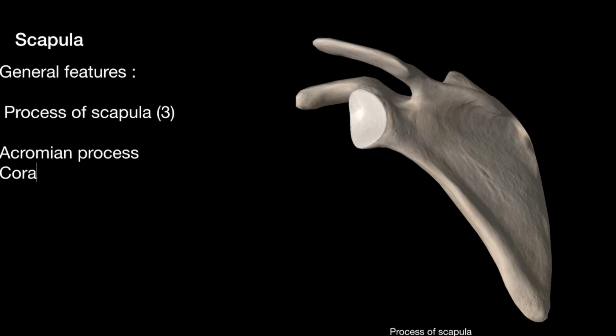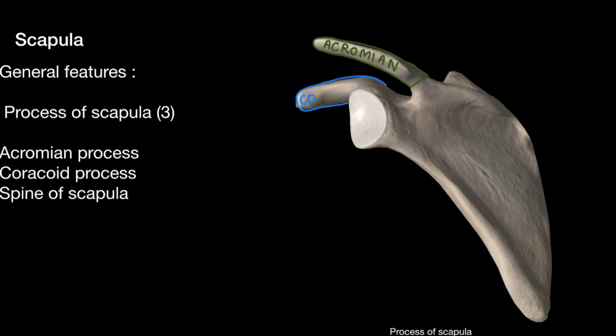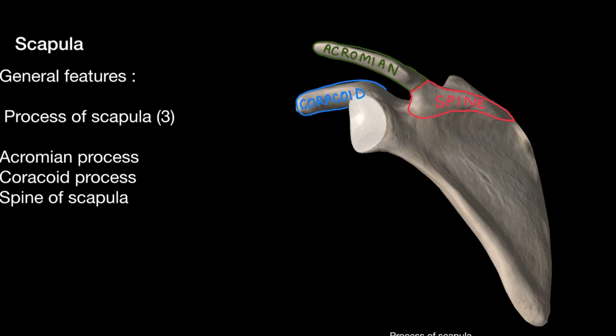Moving forward, talking about general features of scapula. First of all, processes of scapula. There are three processes. Acromion process. It is an anterior extension of spine of scapula. Coracoid process is a small hook-like structure to which part of biceps is attached. Spine of scapula crosses it obliquely and divides the scapula into two unequal parts.